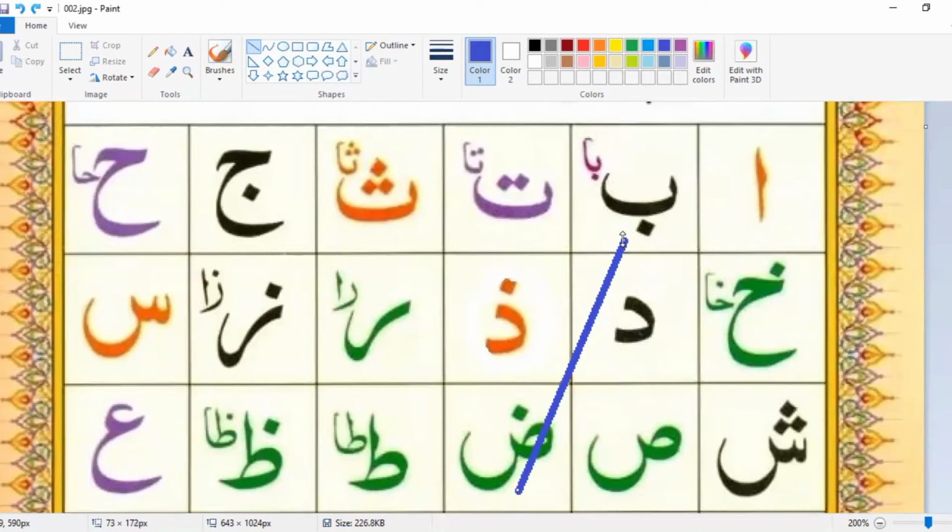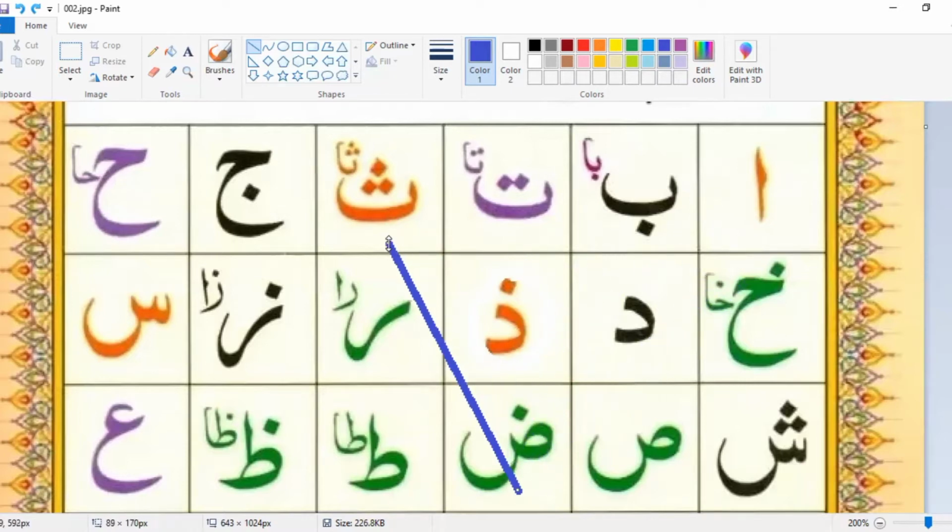Yes, the shape of these three letters is the same, but the difference is ba has a dot under it, ta has two dots on top, and tha has three dots on top. Yes, this is the difference between these three letters. Alif, ba, ta. These three are very simple.